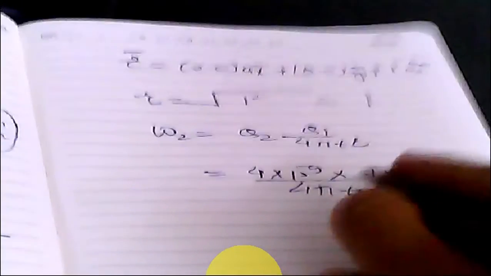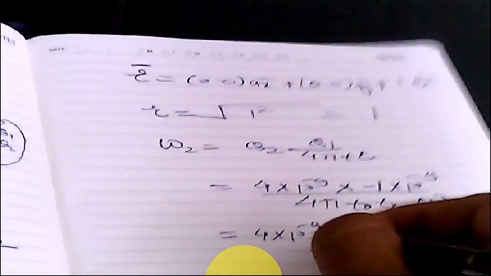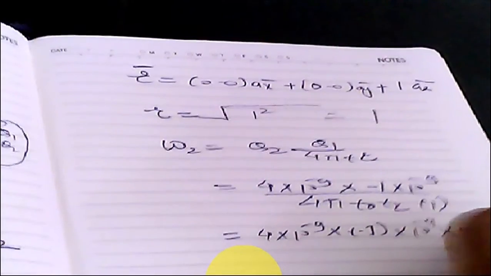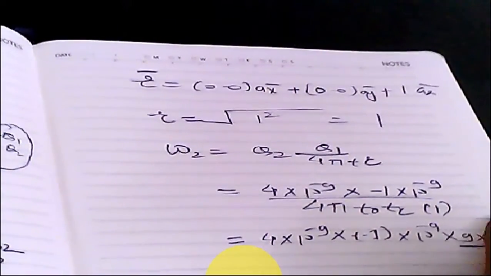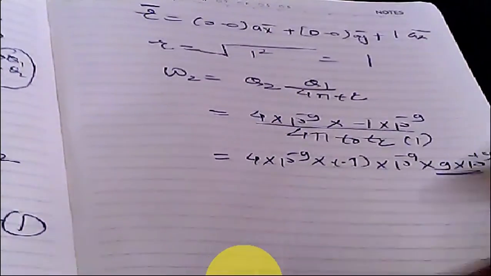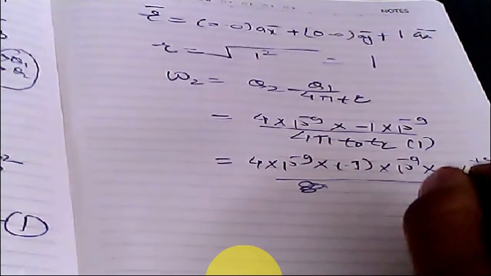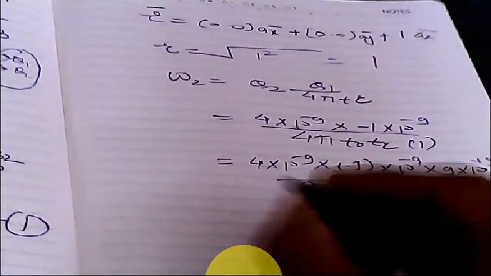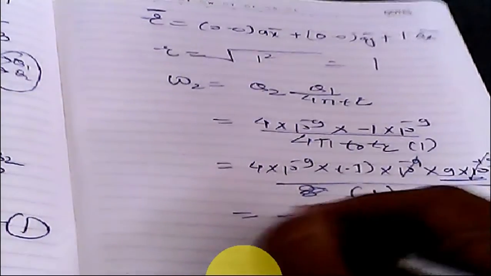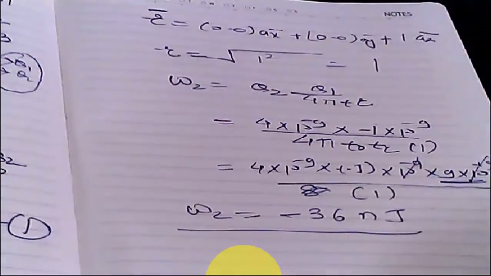We already know 1 upon 4 pi epsilon naught is 9 into 10 raised to 9. So 4 into 10 raised to minus 9 into minus 1 into 10 raised to minus 9 into 9 into 10 raised to plus 9. How have I got this 9 into 10 raised to plus 9? It is the value of 1 upon 4 pi epsilon naught. So if I put that and R value as 1, and calculate, 4 nines are 36, plus 9 minus 9 cancel, so it is minus 36 nanojoule. So W2 we have calculated as minus 36 nanojoule.